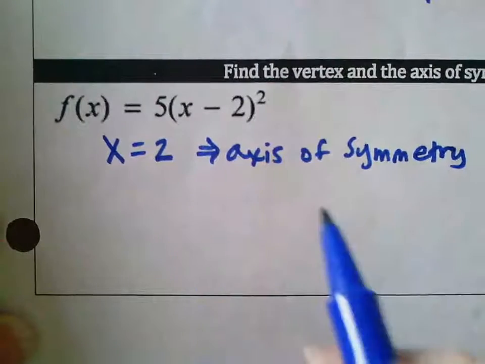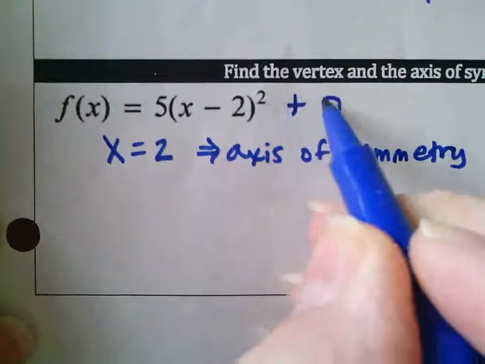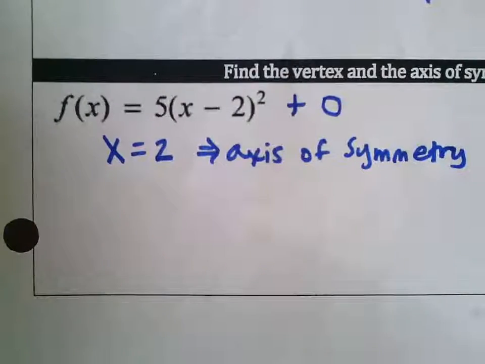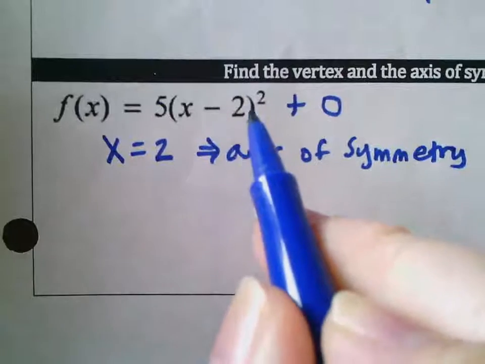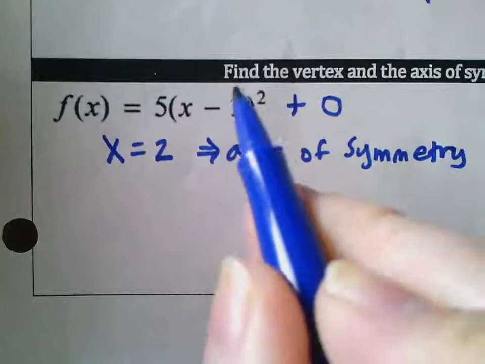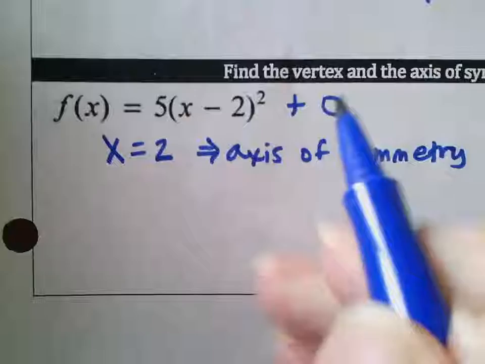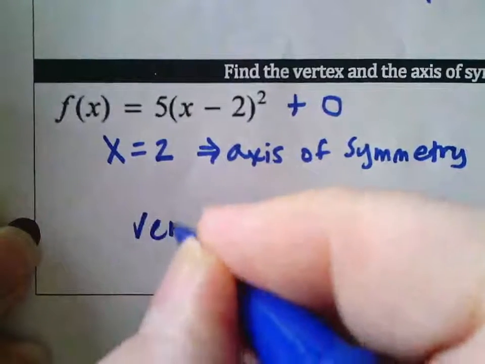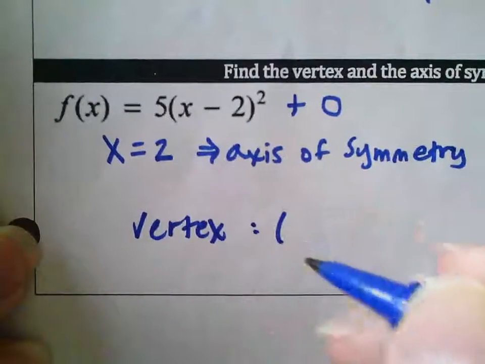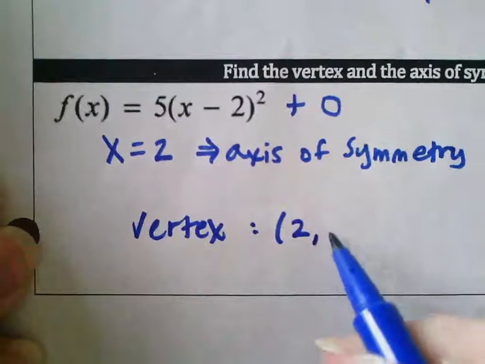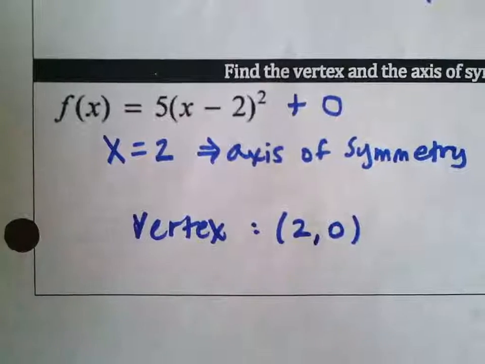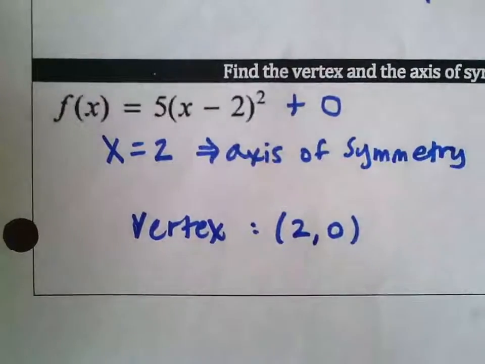I hope not. So remember, there's nothing here, so it's like plus 0. So this is positive 2 because that's part of our formula, x minus h. That's why it's positive 2. So there's nothing here, so my vertex is 2, 0. Okay, that's my vertex, and you can start your graph there.